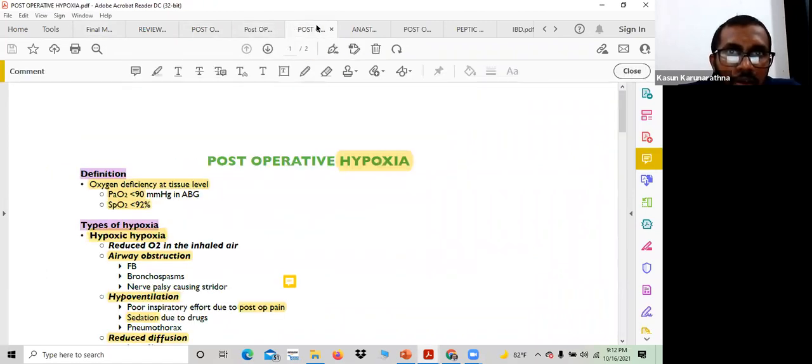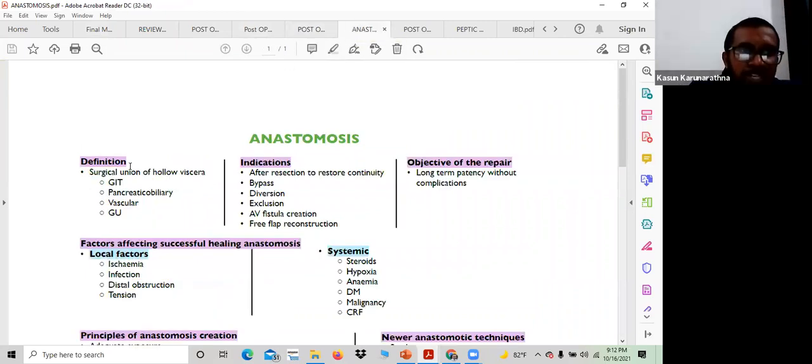We have anastomosis. Definition is a surgical union of a hollow viscera. It could be GIT, pancreatic or biliary, vascular or GU. You do vascular anastomosis, intestinal anastomosis, and you do pancreatic or biliary anastomosis in Whipple surgery, and in GU surgery you do ureteric anastomosis, right?